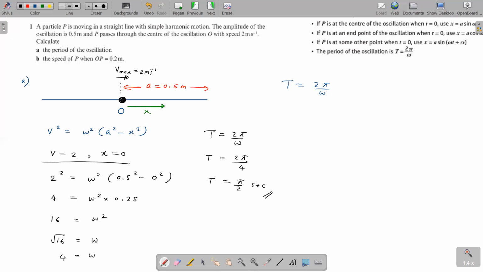So the time taken to complete one full oscillation, if you start from the center to go to the amplitude, come back to the center, go to the other side of the amplitude and come back to the center, that is the complete oscillation. You'll be taking pi over 2 seconds. Okay.